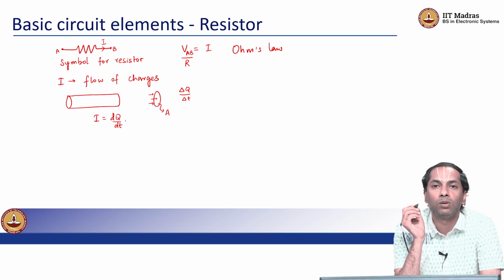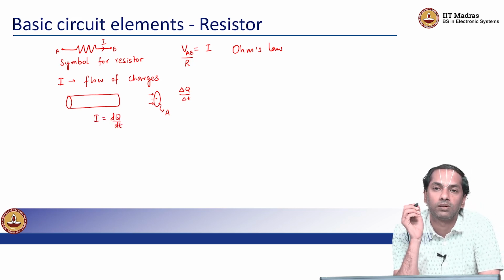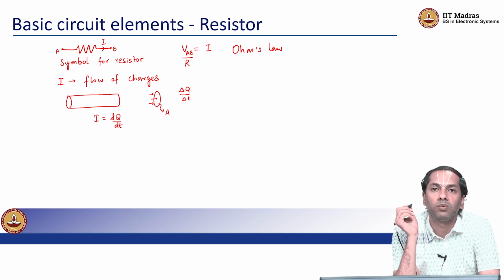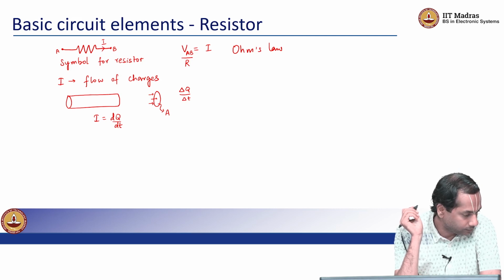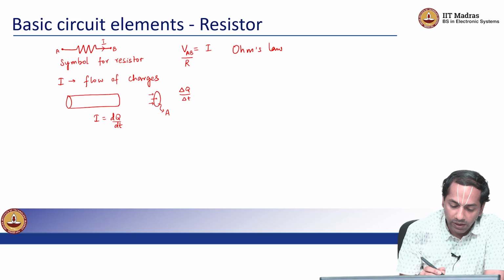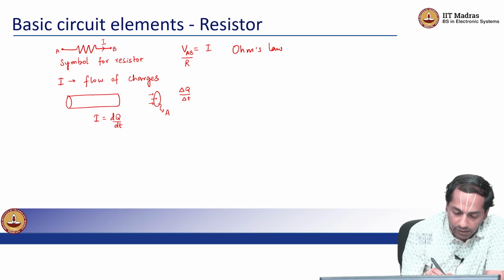So, we have to somehow use this definition of flow of charge in the wire and come up with the Ohm's law relationship, right. So, the way I do that is I consider a small volume.